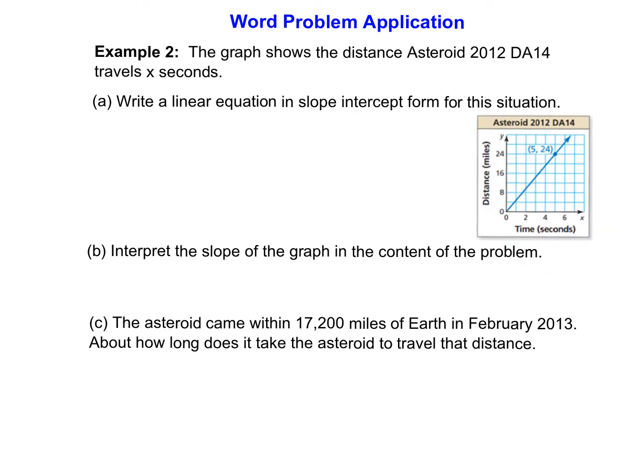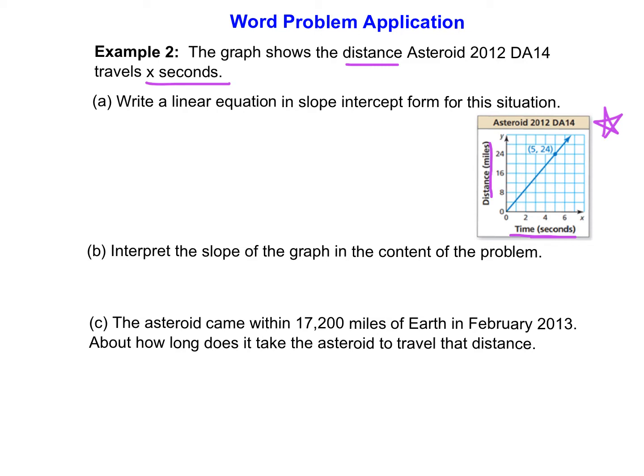So problem number 2 says that this graph over here shows the distance, so you can see that the y value is distance, that asteroid 2012 DA14 travels in x seconds. So we can see that going on. Our y value is distance, our x value is time in seconds, and we can see that represented in the graph. So this first part says write a linear equation in slope-intercept form for this situation.